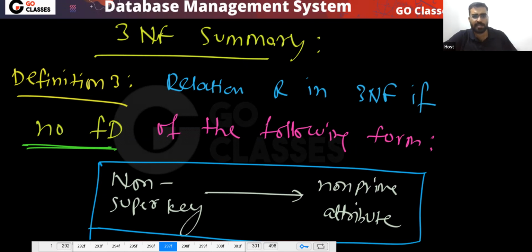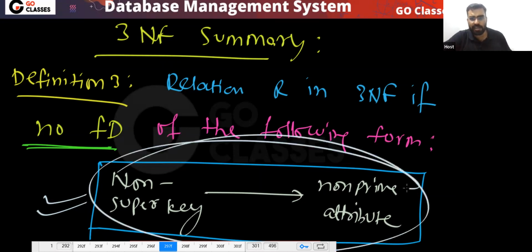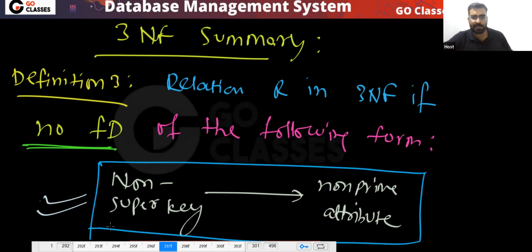Just understand this, that's it. You don't have to remember all those different things. Is this clear? Ekta, Yuvraj, Mavit, tell me, is this clear? Just this one thing is enough: a non-super key determining a non-prime attribute. This same thing you can write in many different ways.